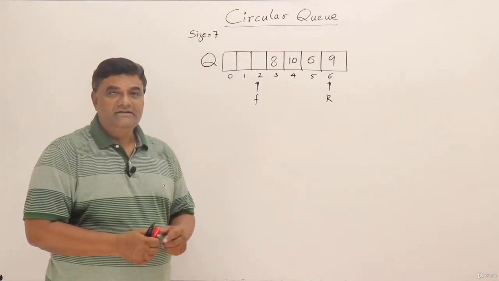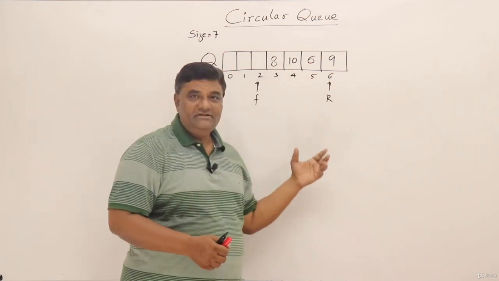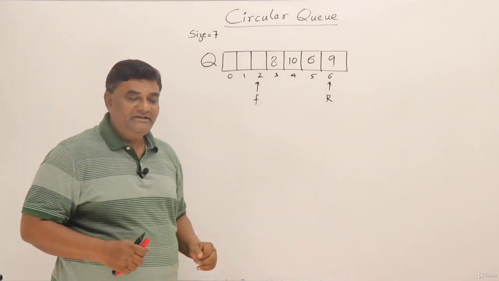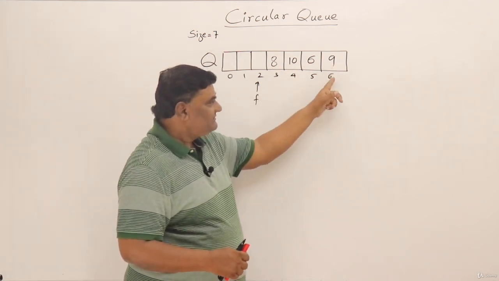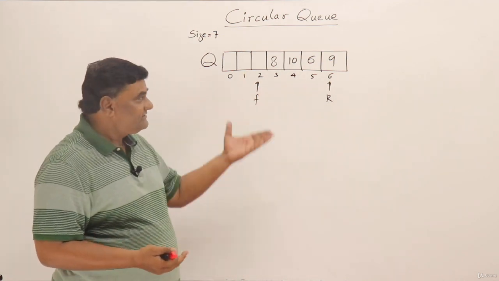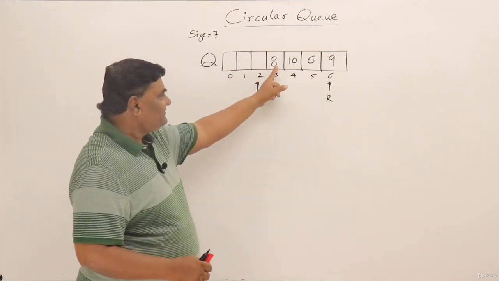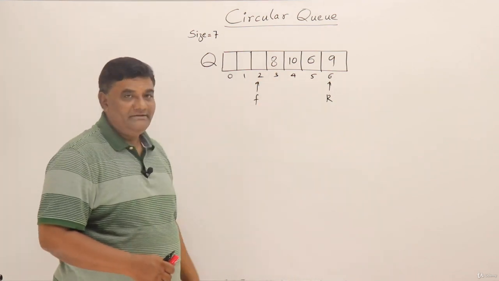Let us look at the drawback. Here is a queue of size 7. I have an array of size 7 and it is already filled with some elements. Rear is pointing at index 6, that is size minus 1. So I can say that the queue is full. Yes, there is no space for inserting any more elements. And this is the first element, so front is pointing just before that element.